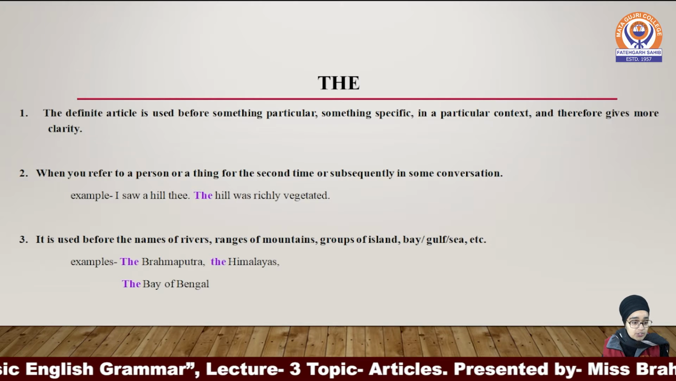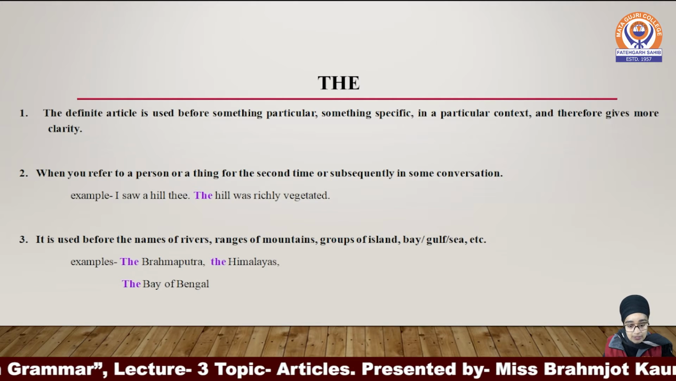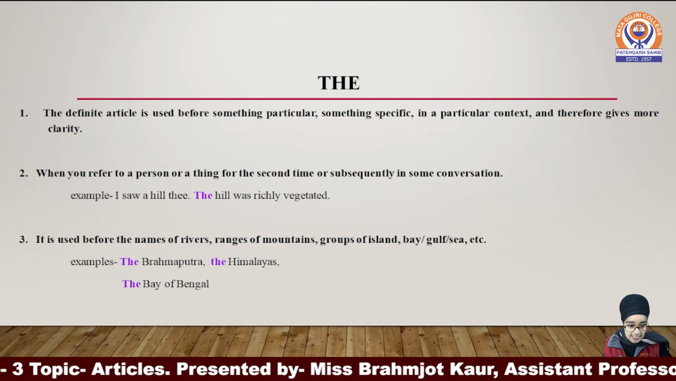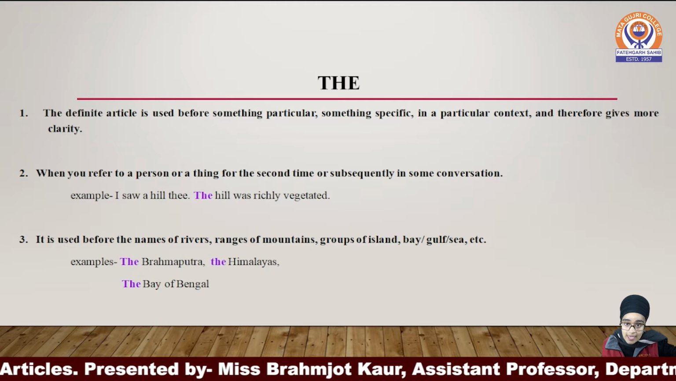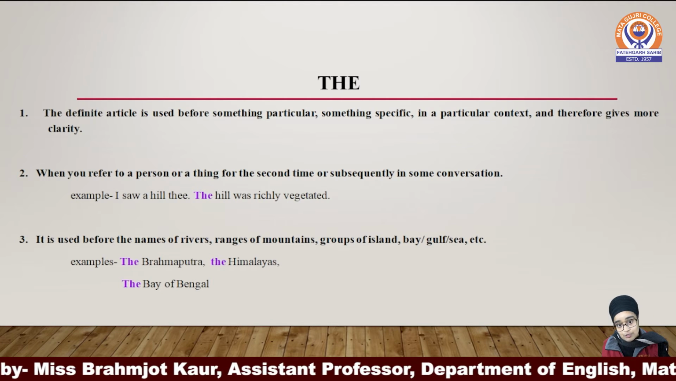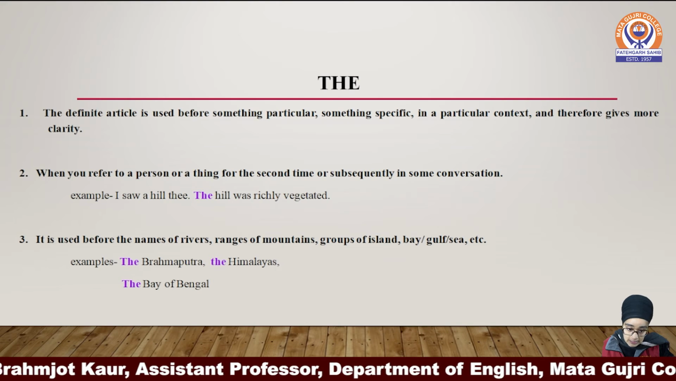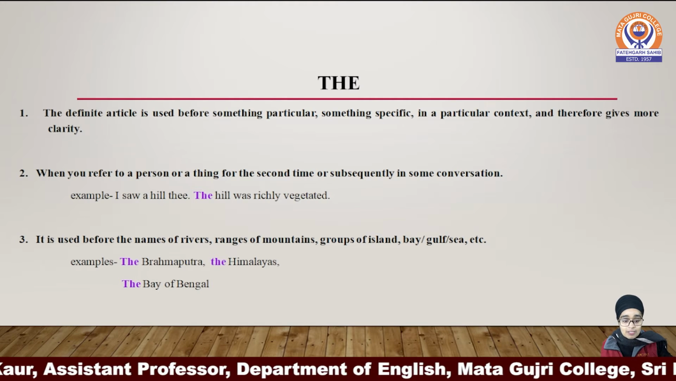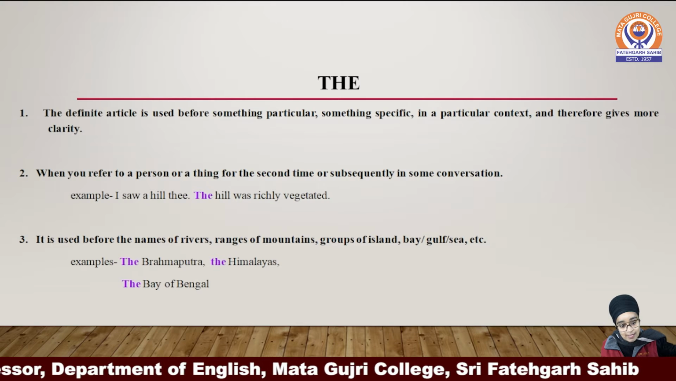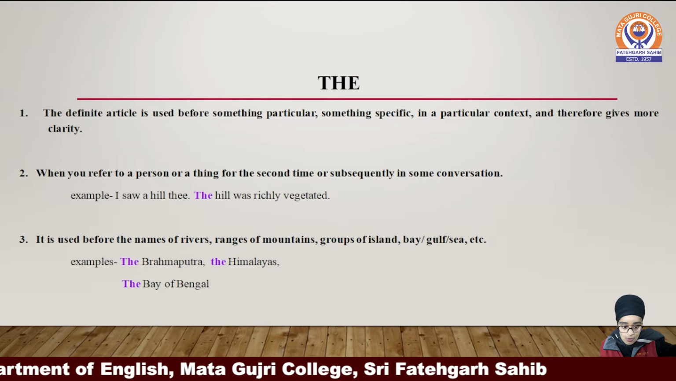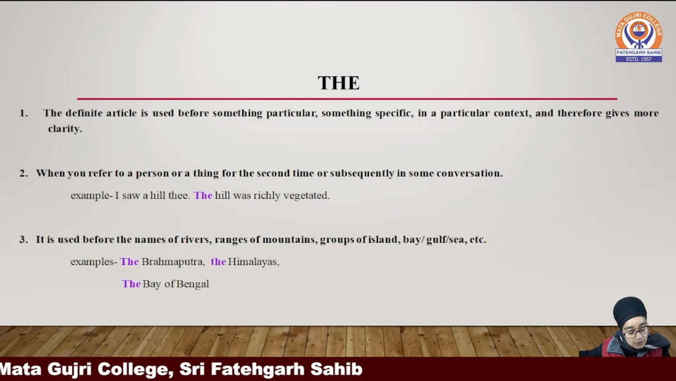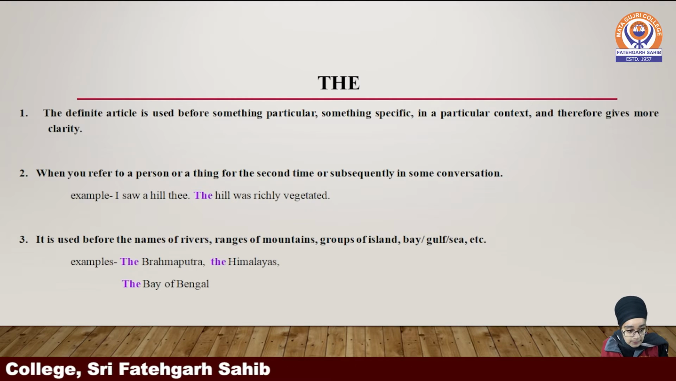So now the usage. When you refer to a person or a thing for the second time or subsequently in a conversation. Example, I saw a hill there. So first reference, first mention of the hill, will use the article a. The second mention, the hill was richly vegetated. So I am being very particular that the hill that I saw was vegetated. So the second mention or subsequent mentions, the third, fourth, will use the article the.